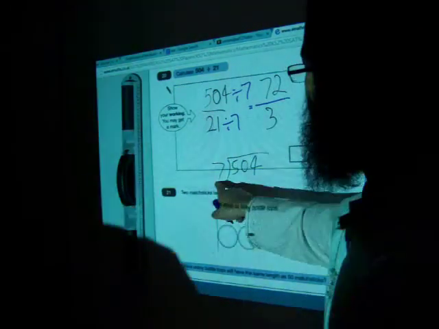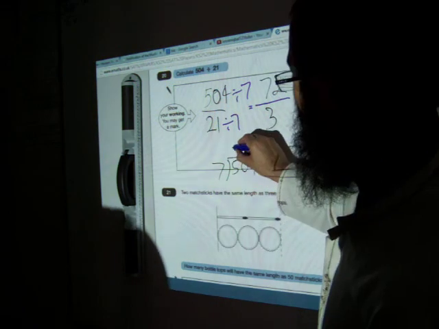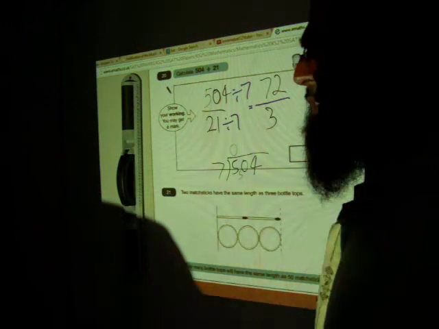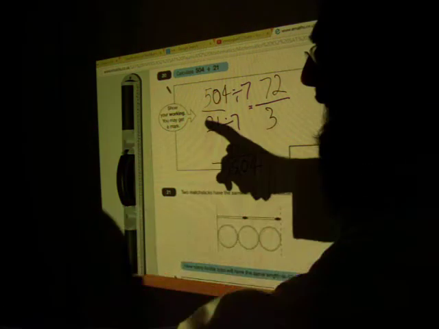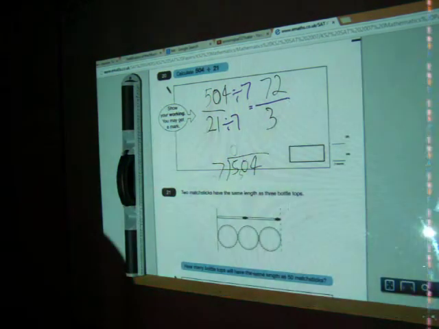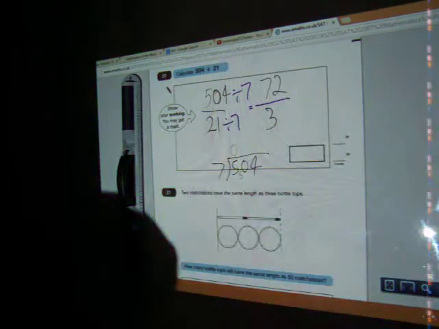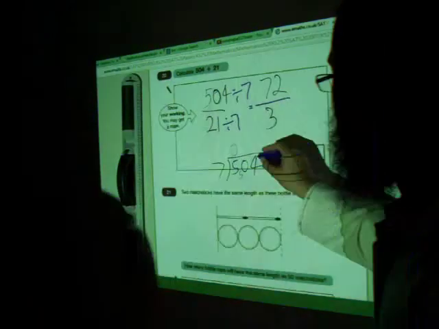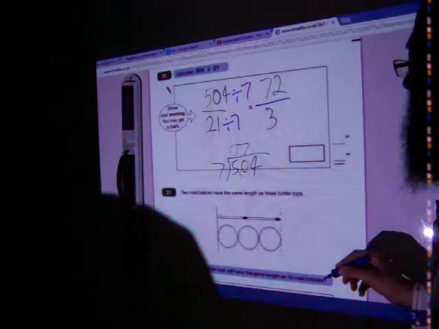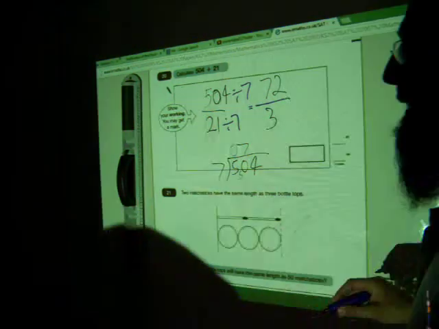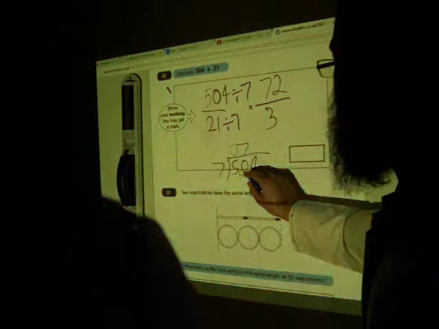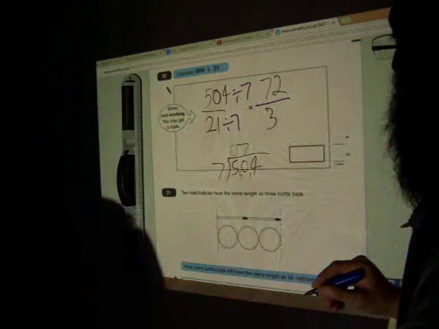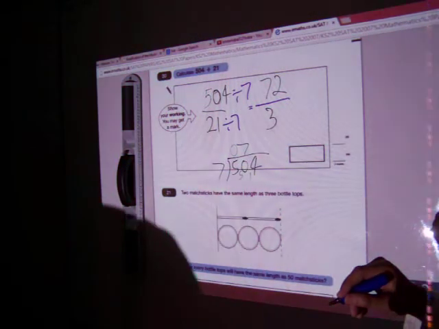How many 7s go into 5? Nothing. Remainder 5. How many 7s go into 50? 7. 7 times 7 is 49. So the remainder is 1. How many 7s go into 14? 2.